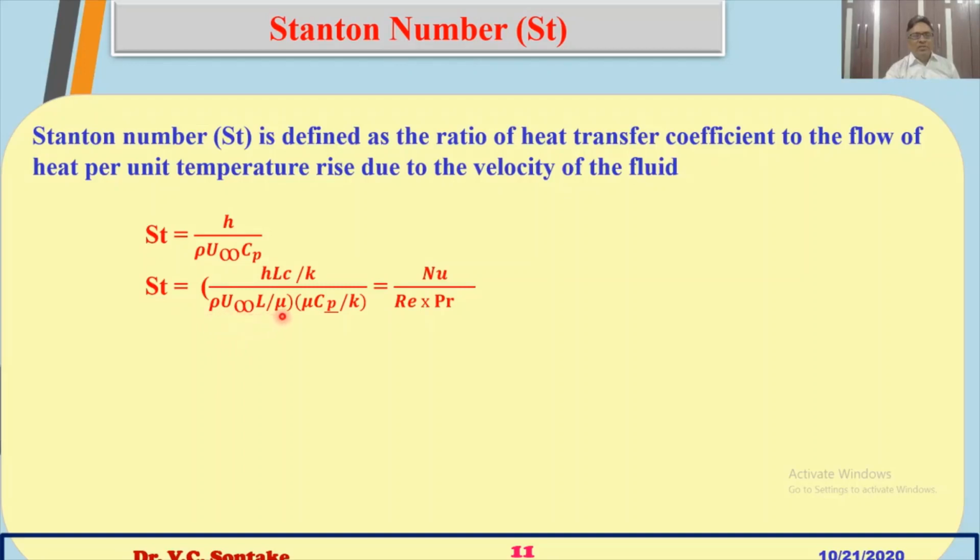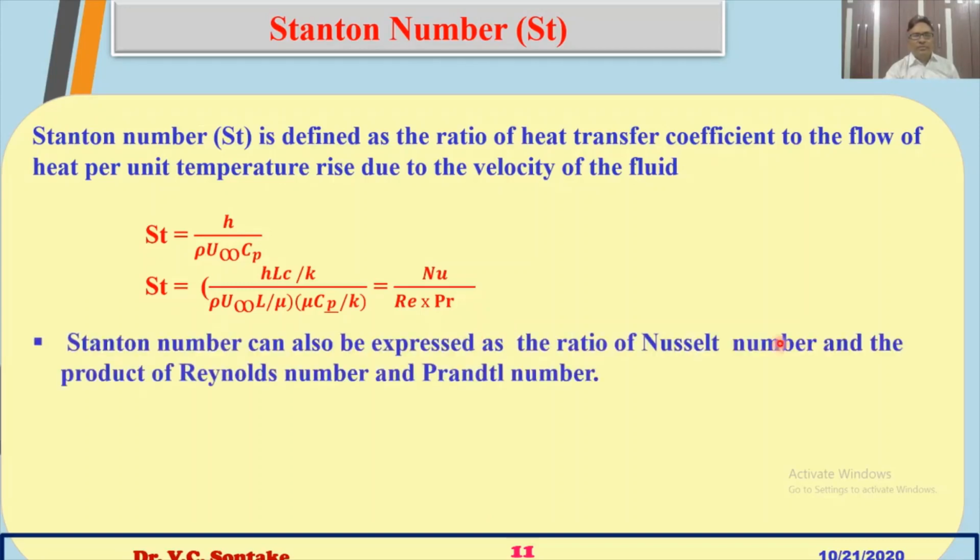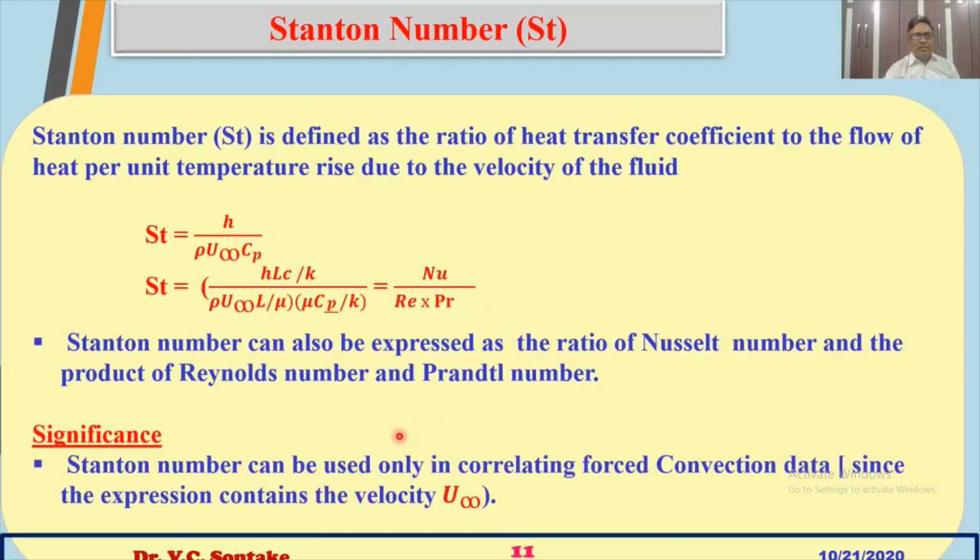This non-dimensional number is nothing but Reynolds number, and this is nothing but Prandtl number. So Stanton number can also be given as the ratio of Nusselt number to the product of Reynolds number and Prandtl number. Significance: Stanton number can be used only in correlating forced convection data, because in the expression of the Stanton number, velocity is coming into the picture. This is its significance.